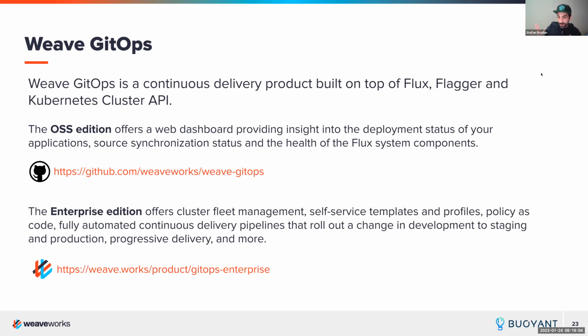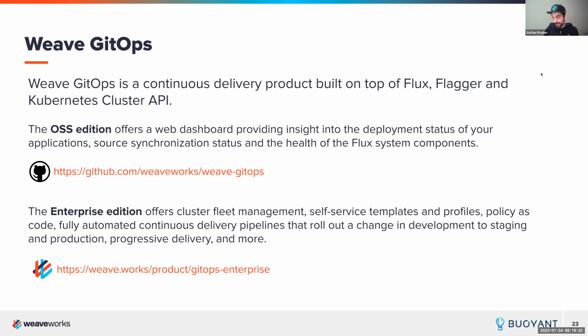What's with GitOps? With GitOps is a product made by Weaveworks. It has an open source edition and an enterprise edition. The open source edition is a web dashboard for Flux, where you can see everything that's happening on your cluster. You can monitor what Flux is doing, debug it, see the health status of your apps, of Flux itself, and all the other components.